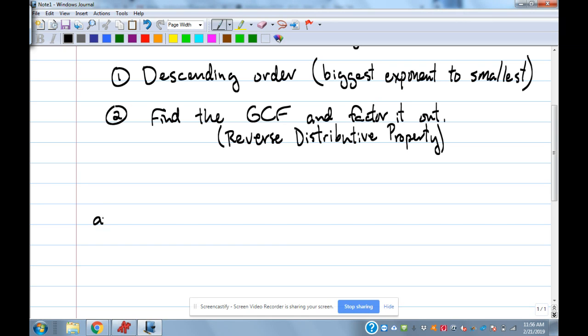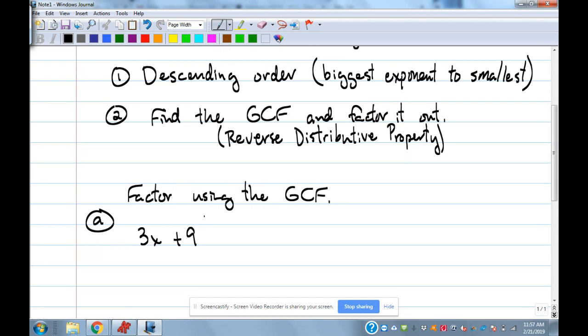Okay, Example A, we want to factor using GCF. Okay, let's start with something pretty easy. 3x plus 9. We look at that and we say, okay, first thing I want to check is, is it in descending order? What's the biggest exponent on the variable for this problem?